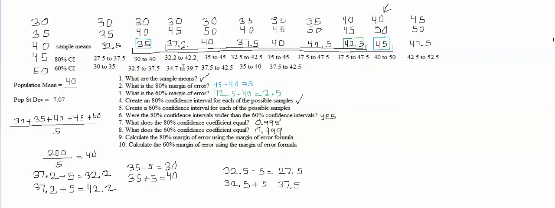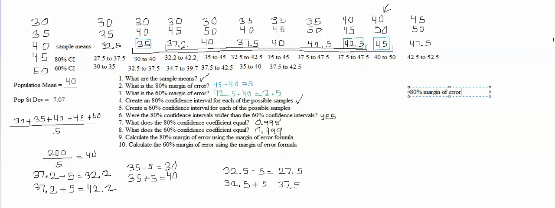Now, how do we calculate an 80% margin of error using a formula? We knew how to get the 80% margin of error by just marking off this sample and subtracting 45 by 40. But how do we actually do it using a formula? Well, we can do it this way.